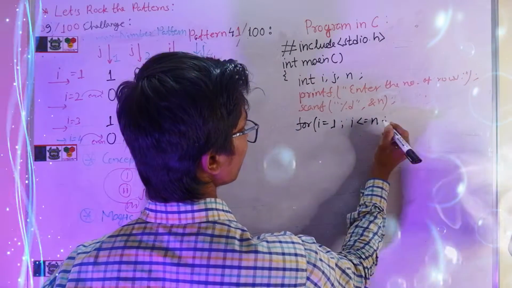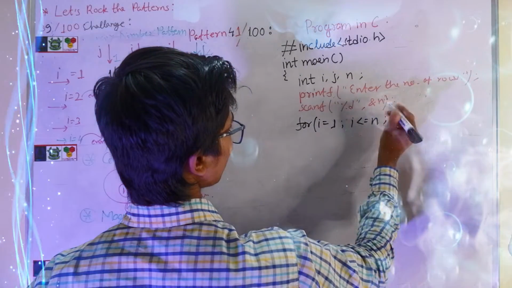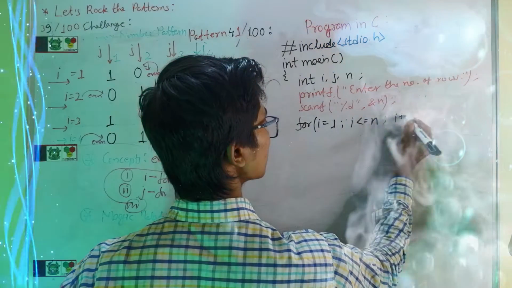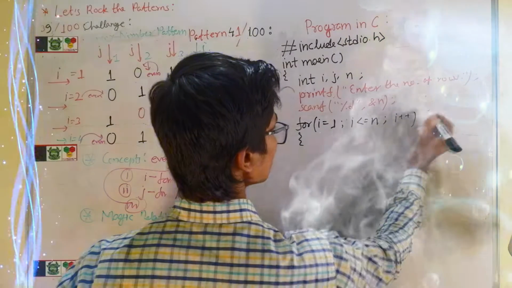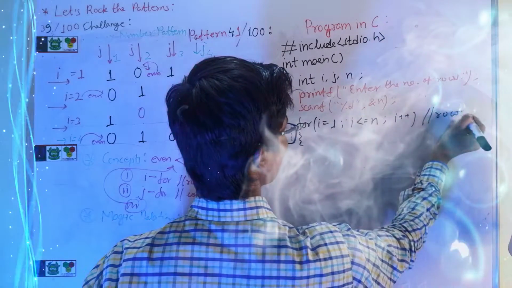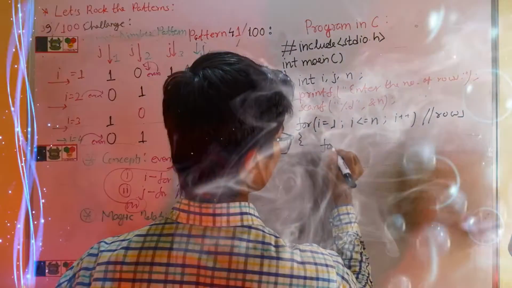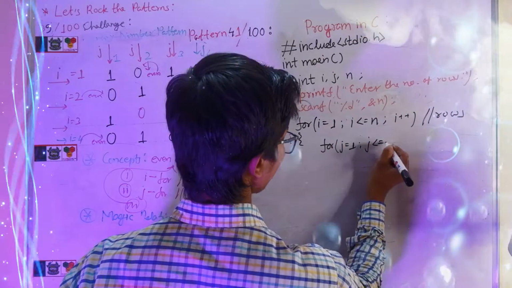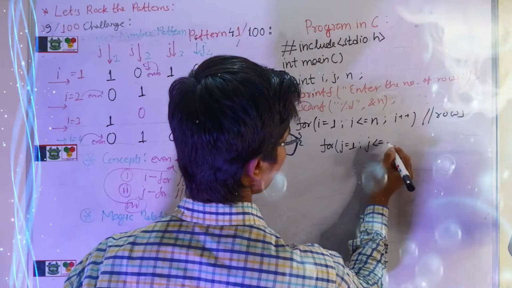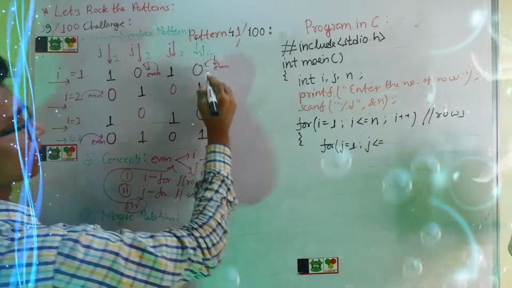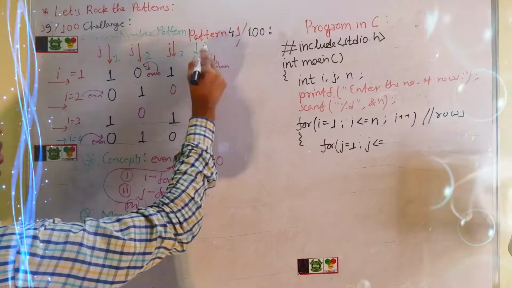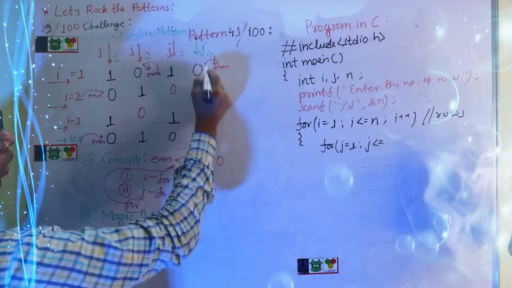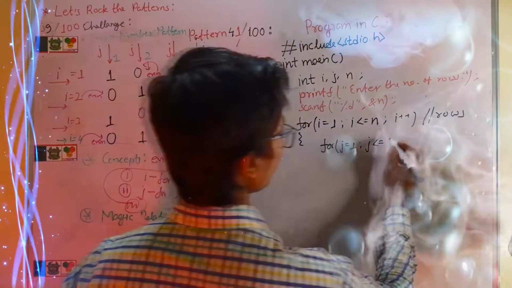N is the number of input rows that has been stored at the address of n. This loop is to iterate the rows. Then j less than or equal to what? n, or i. It's a simple loop up to the number of rows, so simply j less than or equal to n.